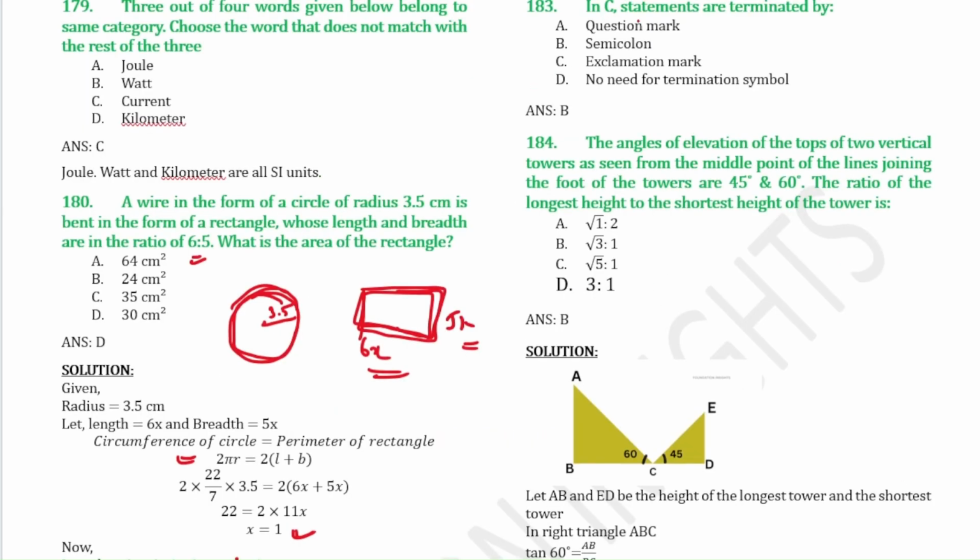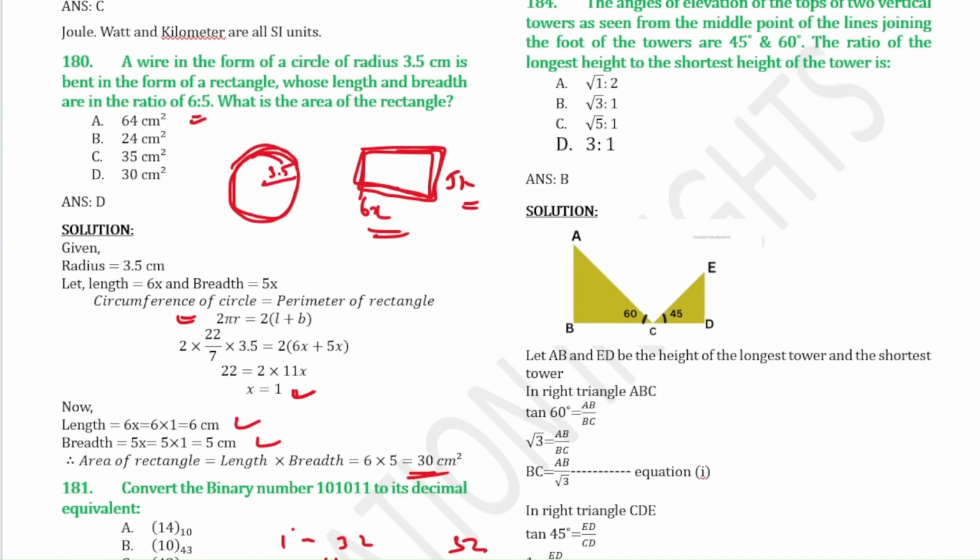Next question. In C, statements are terminated by a semicolon. Next question. The angles of elevation of the tops of two vertical towers seen from the middle point. So if you see from this middle point, the elevation of two towers is at 45 degree and 60 degree. We have to find the ratio of the longest, that means from AB to ED. We have to find the ratio of AB to ED.